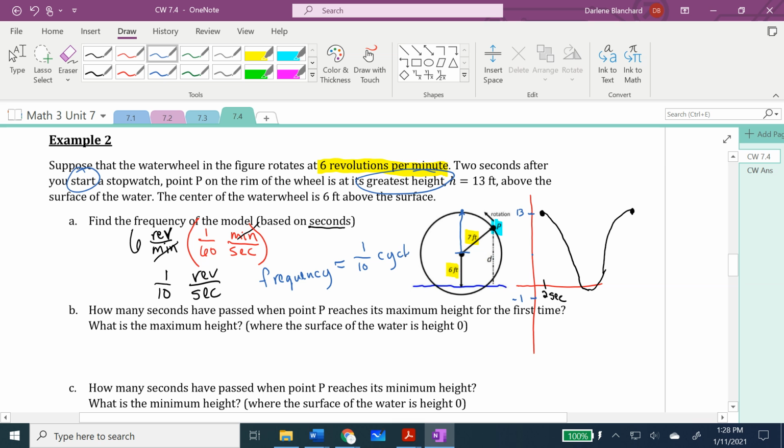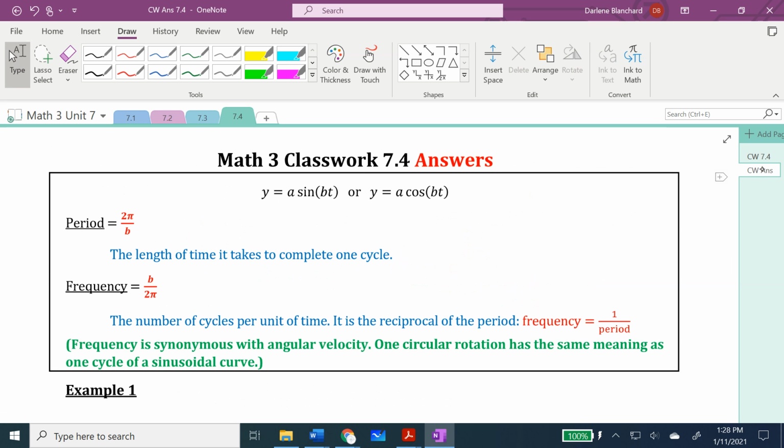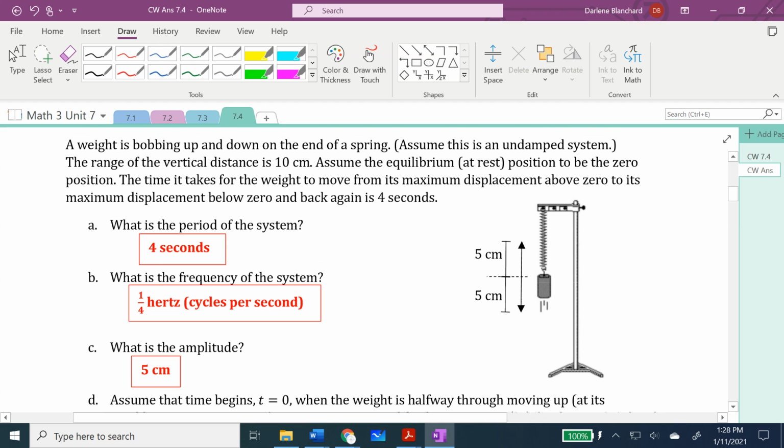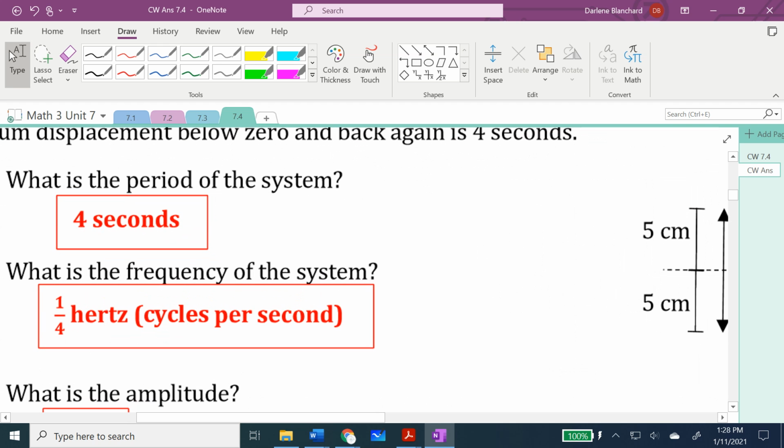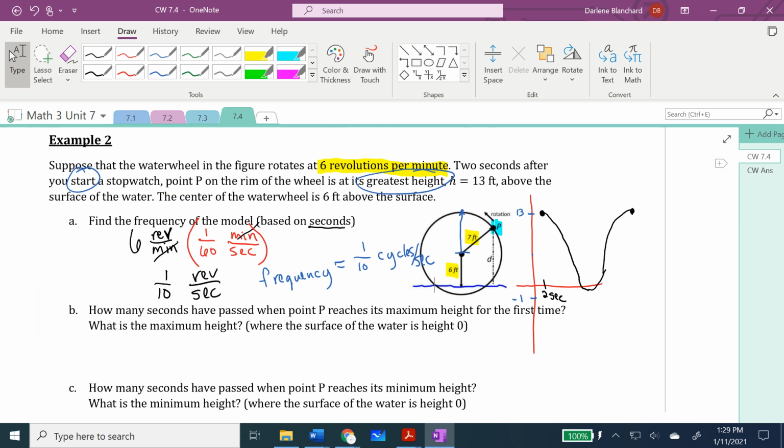And you can say cycles per second. And I want to real quick come back over here. Hertz officially is cycles per second. So I can go ahead and put hertz on that if I prefer. But you can write either 1/10 of a cycle per second or 1/10 of a hertz, whichever you prefer. They both mean the same thing. So that's part A.